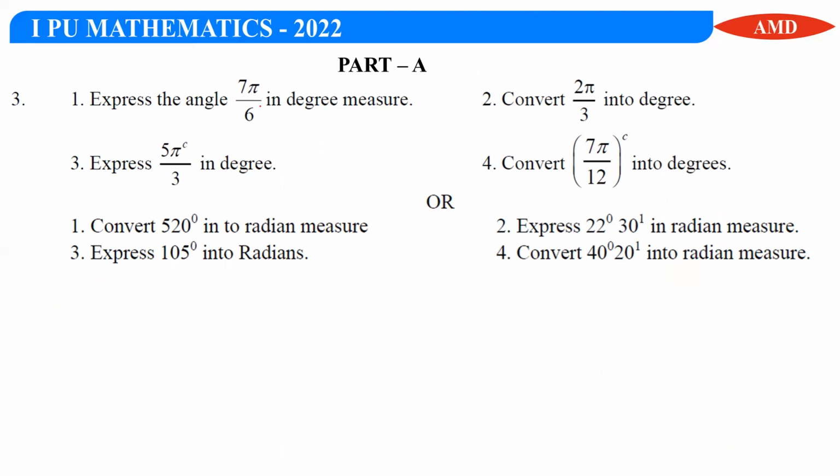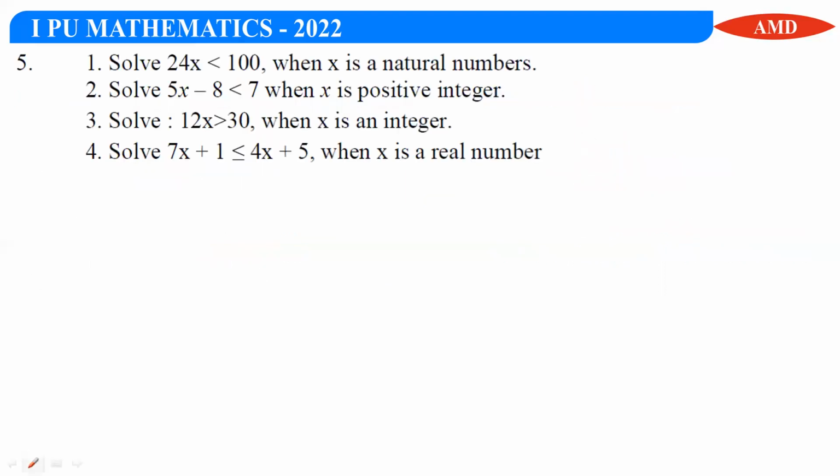So the third question here, you'll have to convert the given angle from radian to degree. So it could be a question like this also, where you will have to convert the angle from degree to radian. So here are a few possibilities. If you practice these questions, I think you should be able to do it in the exam also. Then we have the fifth question. Here you will have to solve the linear inequality with a single variable, and it will be one of the easiest questions.